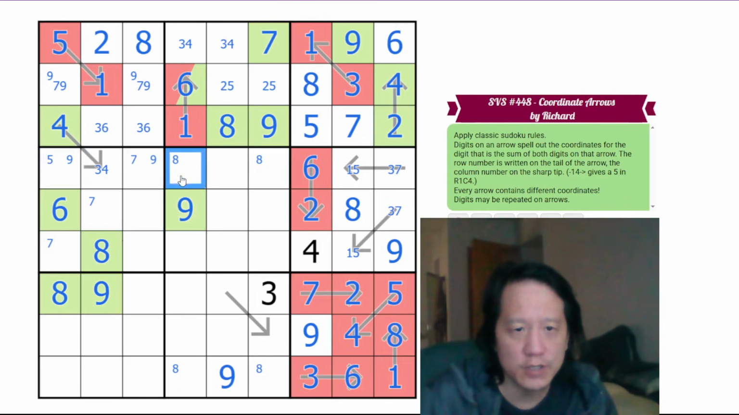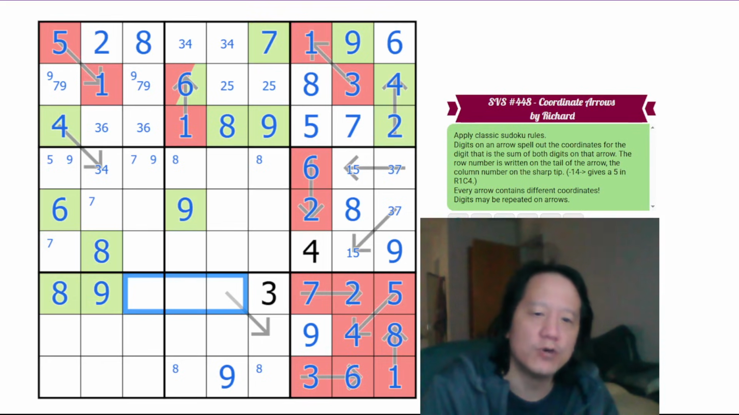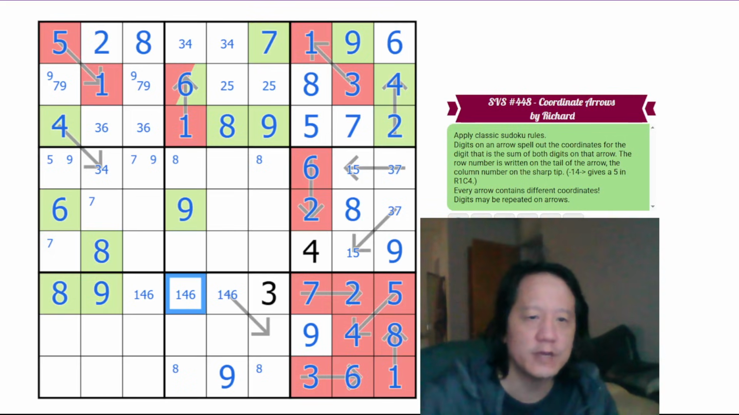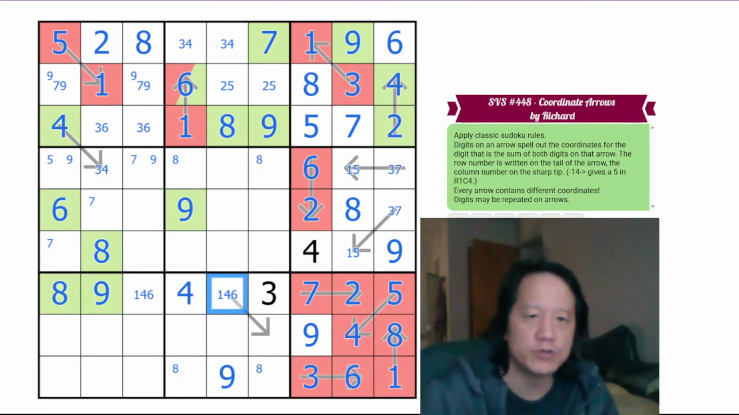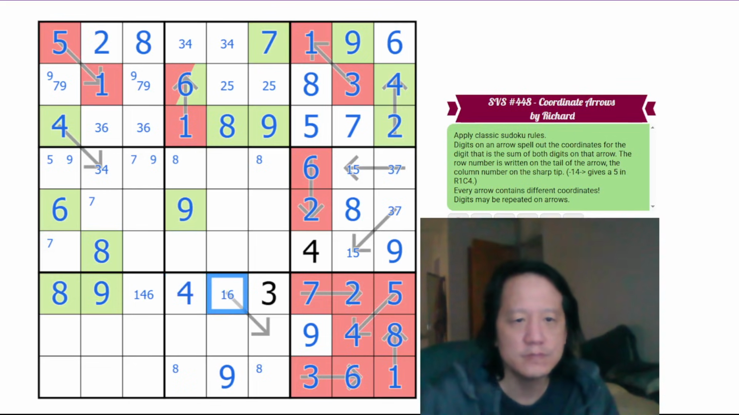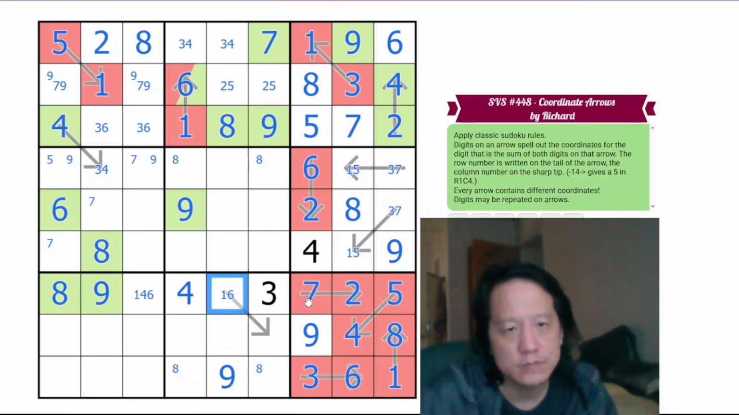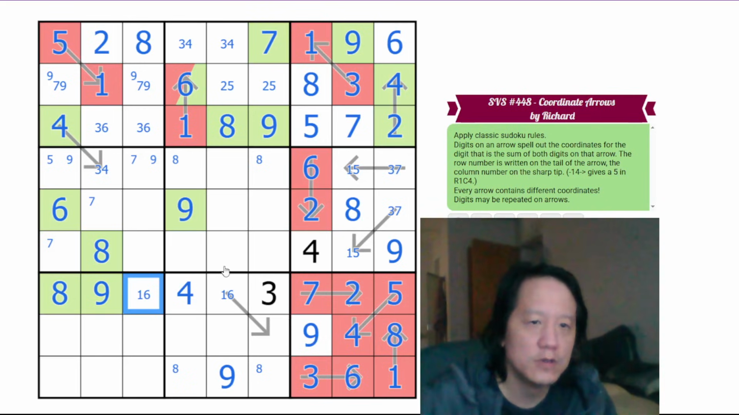What can we point to now? This cannot have a 3. Remaining digits in row 7 are 1, 6, and 4. 1, 4, 6. This can't be 1 or 6 because of the 1, 6 pair in the column. So this is 4, which means this can't be 4. This can't be 4. So we have row 1.